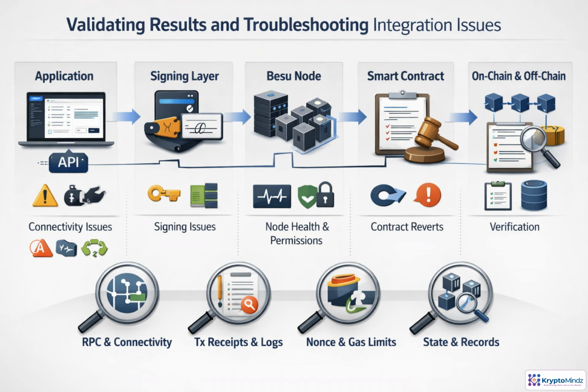When an integration fails, don't jump straight to the contract. Trace the request across each boundary: application call, signer, Besu node, contract execution, and final records. Confirm RPC access, chain ID, node health, and permissions. Inspect receipts, logs, events, and revert reasons. Check balance, nonce, gas, and signer configuration. Then compare the expected business result with on-chain state and off-chain data. This layered approach turns troubleshooting into evidence, not guesswork.